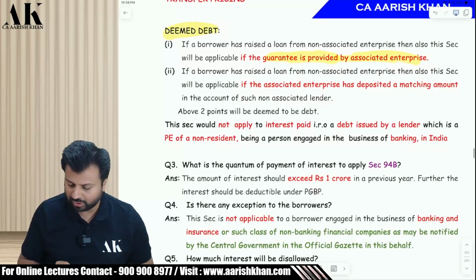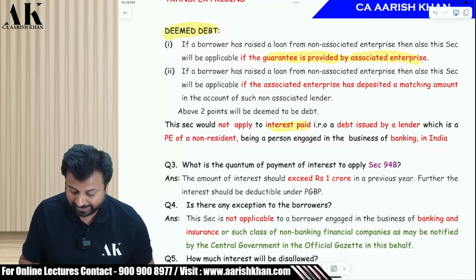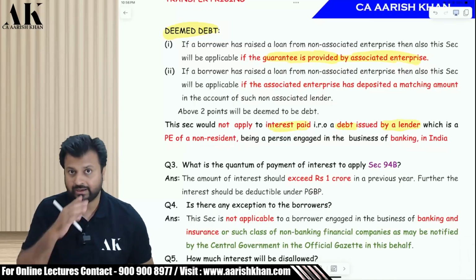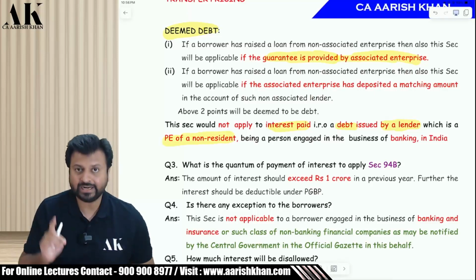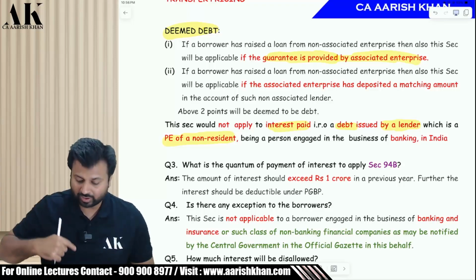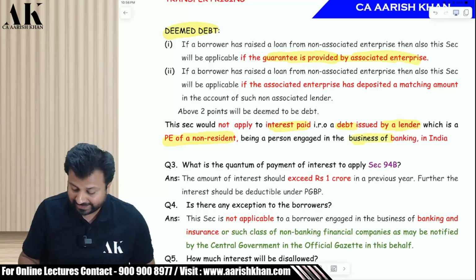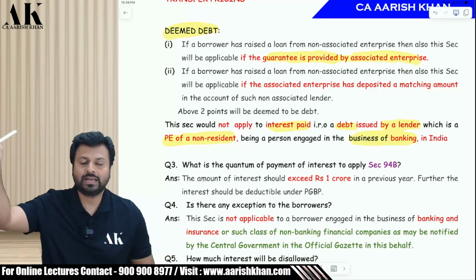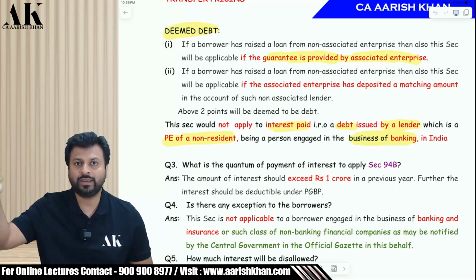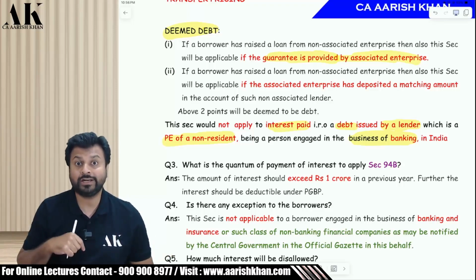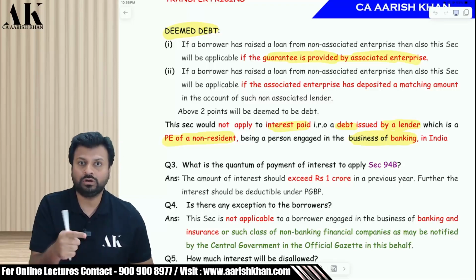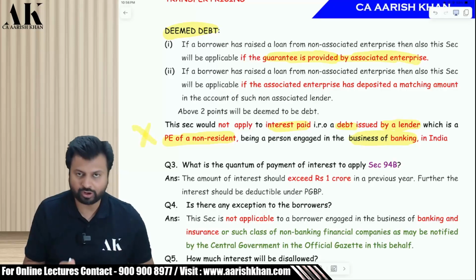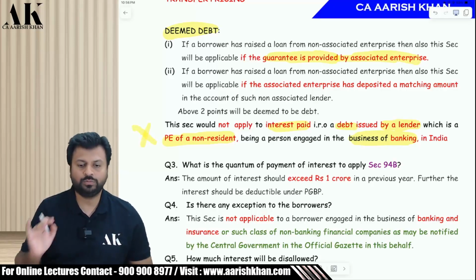Now this section will not be applicable if the interest is paid in respect of debt issued by a lender. Who is the lender? A PE of a non-resident. A non-resident is outside India. That non-resident has a PE in India and that PE is engaged in the business of banking. For example, the non-resident is outside India, say in the UK, and that non-resident has a branch in India which is a bank, and that bank is giving me a loan. Then interest will not be disallowed under 94B. I hope it is clear to all of you.